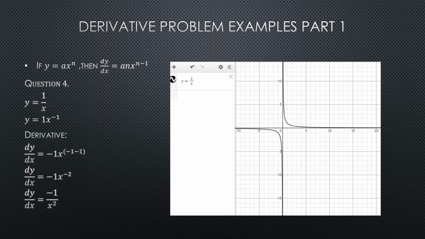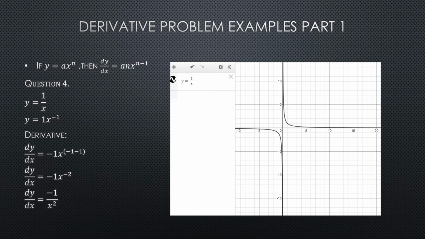Now, that derivative with x raised to the negative 2 is technically correct, but I guess it's not aesthetically pleasing. So to make it a little prettier, we're going to move it back to the denominator, and we get that dy/dx equals negative 1 over x squared.